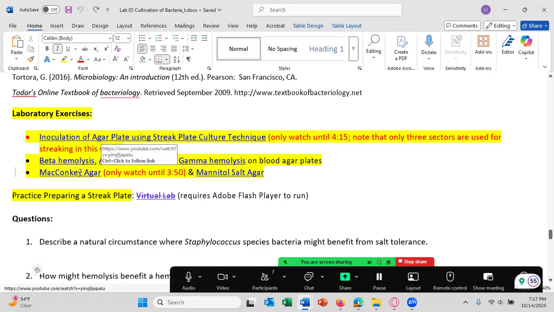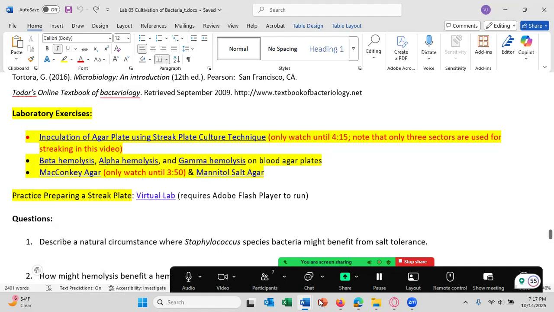And then we have a little video explaining beta hemolysis, alpha hemolysis, and gamma hemolysis on blood agar plates. We have a little video explaining MacConkey's agar. In this video, you only need to watch it until 3 minutes and 50 seconds into the video. After that, you can shut the video down. And then we have a little video discussing mannitol salt agar plates.